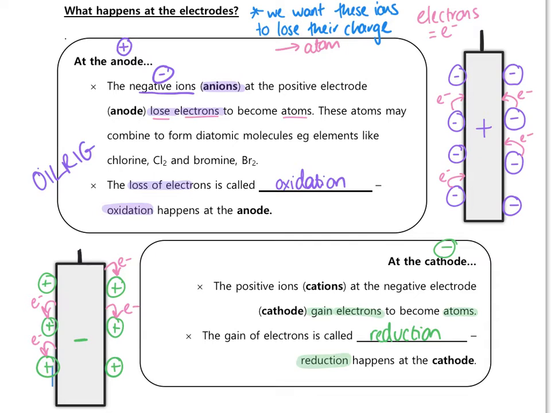But it's really important that you understand what happens at each electrode, that you've got that the right way around in your head. At the anode it's positively charged, so it's the anions that go to it. They lose electrons, and we call that oxidation. At the cathode, it's negatively charged, so the cations, the positive ions, are attracted to it. And they gain electrons to become atoms, and that process is called reduction. So make sure that you understand that. Rewind the video and go through it again if you need to, because it'll make the rest of the topic easier if you understand this.